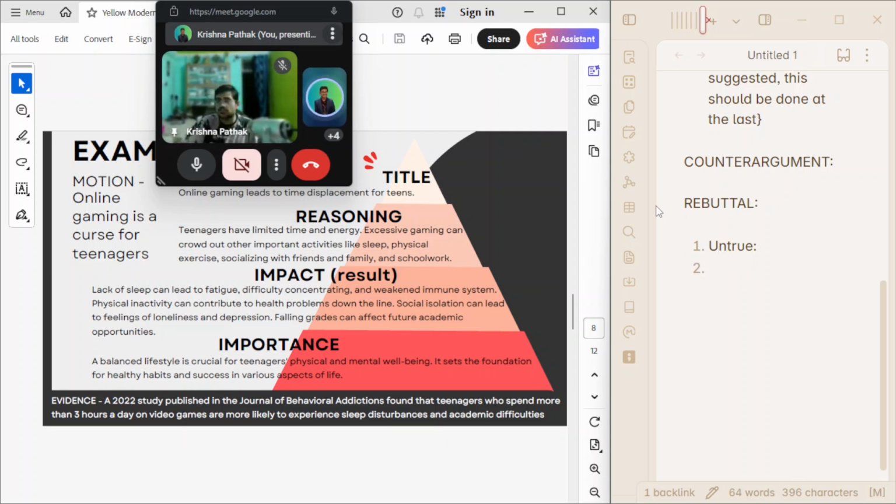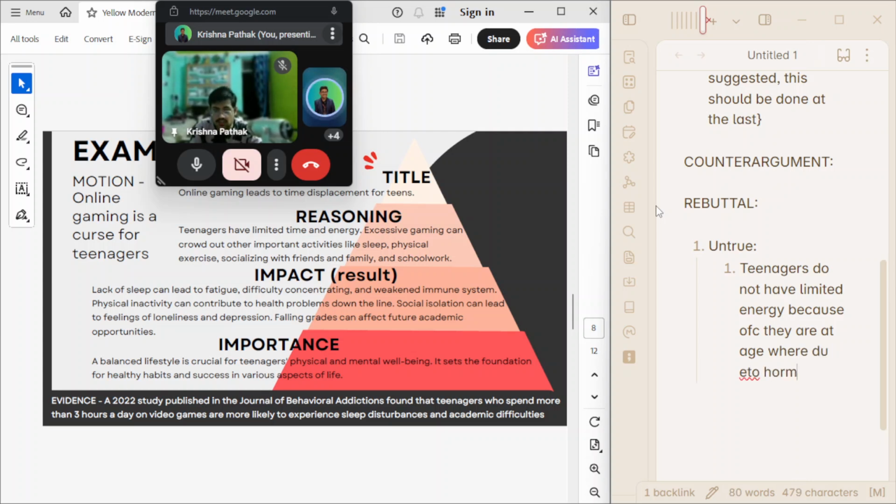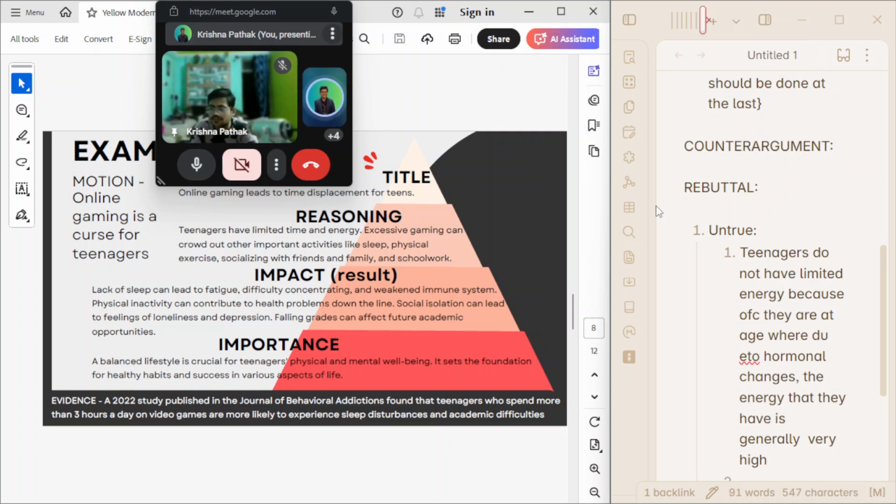For you, using just one might also be enough. Okay. So the first thing, in order to show how this argument is untrue, I'll say that firstly, teenagers do not have limited time and energy, because they are at an age where, due to hormonal changes, ignore the spelling mistakes, the energy that they have is generally very high. But then let's say that this reasoning of mine does not go well with everyone.